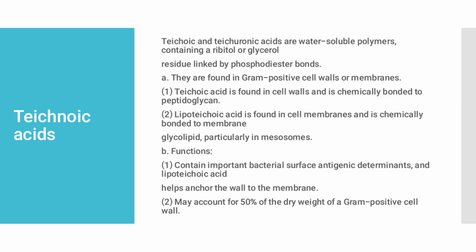Teichoic acid is found in the cell wall, chemically bonded to the peptidoglycan. The lipoteichoic acid is found in the cell membrane. This is chemically bonded to the membrane glycolipid, particularly in the mesosome. Their function: they are important bacterial surface antigenic determinants, and the lipoteichoic acids help to anchor the wall to the membrane. They may account for 50% of the dry weight of the gram-positive cell wall.